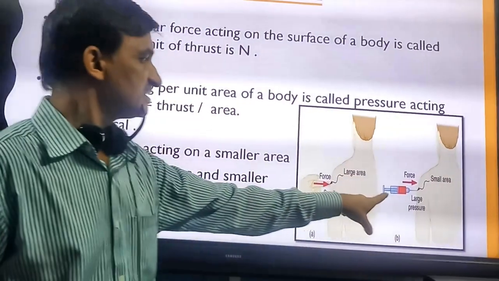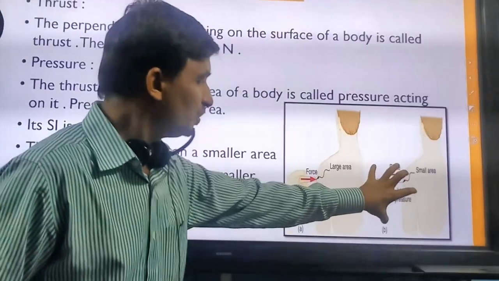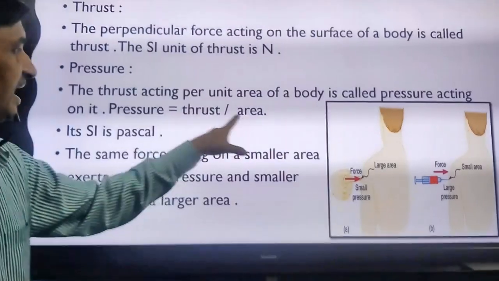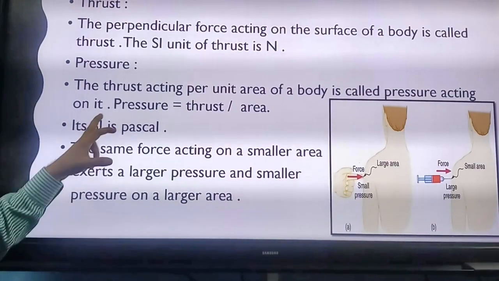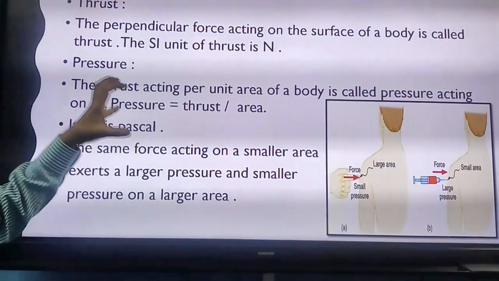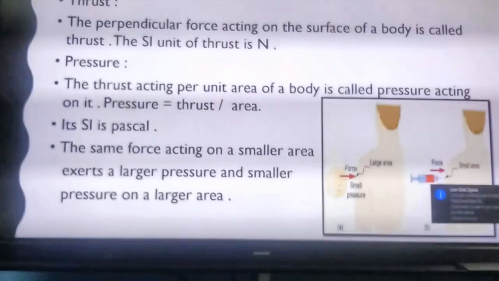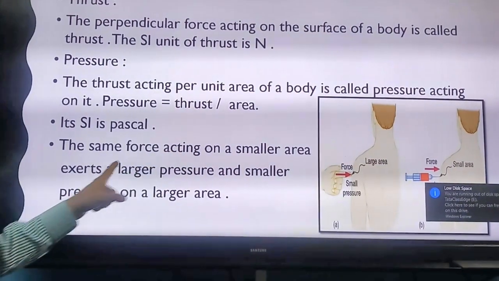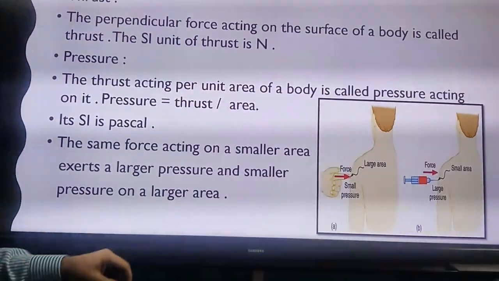So in this needle we are reducing the area and increasing the value of pressure. Its SI unit is Pascal, the name of a famous scientist. The same force acting on a smaller area exerts a larger pressure, and a smaller pressure on a larger area.